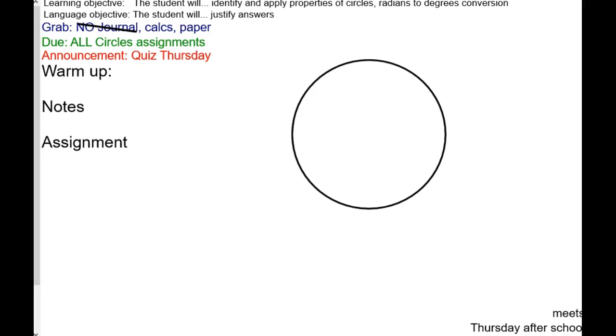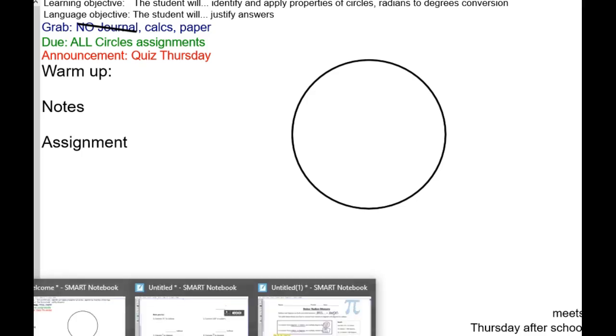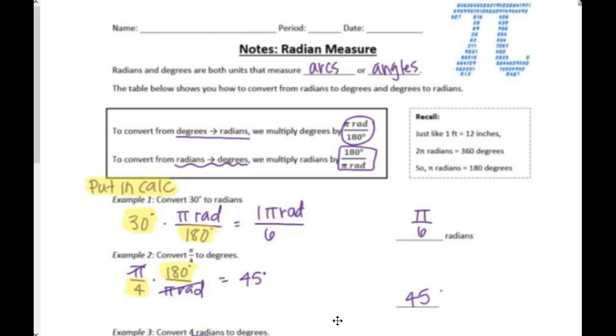All right, so let's look at your notes. On your notes packet, if you open it up to the second page, so again, second page, you'll see this. This is an alternate notes sheet that's already filled out for you.